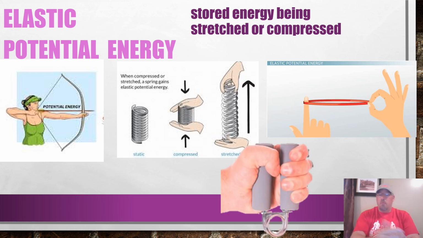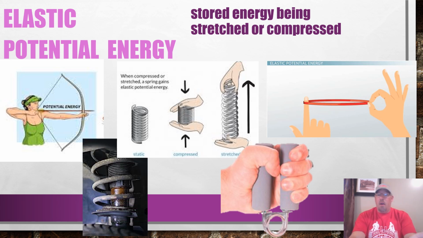Compressed energy would be like this hand exercise machine. From the wires and the way they're bent, you're squeezing it, and the more you squeeze it, the harder it is to get those two handles closer together because the spring or the coil around it is keeping it from wanting to pull.